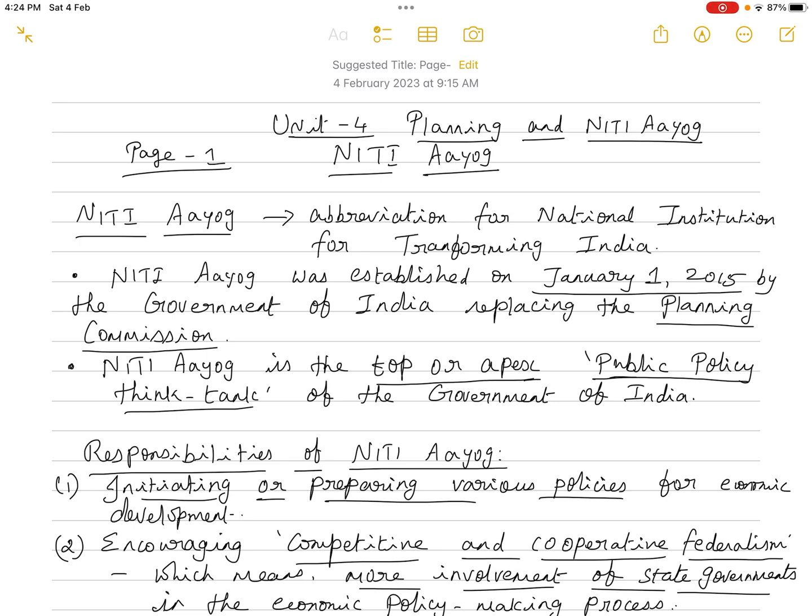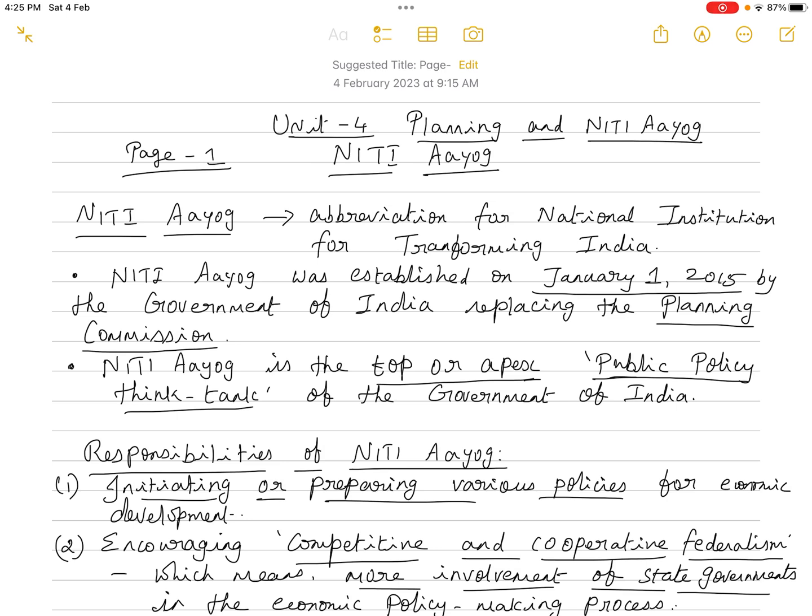The Planning Commission was appointed in 1950. What was its purpose? The responsibility of the Planning Commission was to fix the targets and implement the 5-year plans in the country. That was the purpose of establishing the Planning Commission, as early as 1950. Now NITI Aayog has replaced it. Instead of the Planning Commission, the government decided to establish a new public institution, what is known as the NITI Aayog. There are certain differences in approach between the Planning Commission and the NITI Aayog.